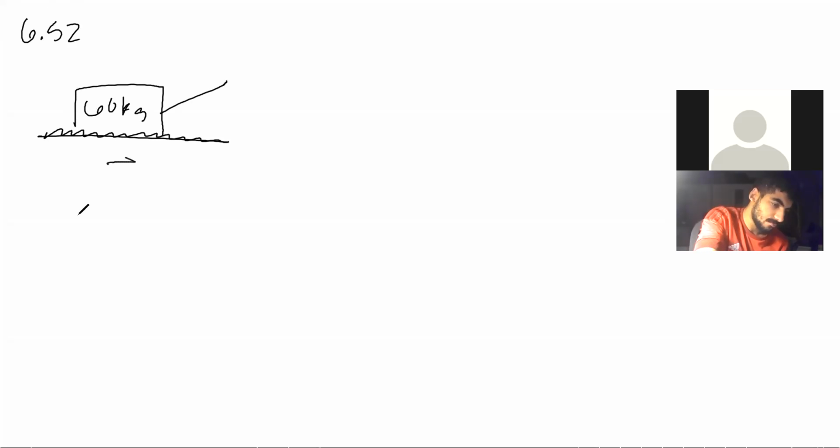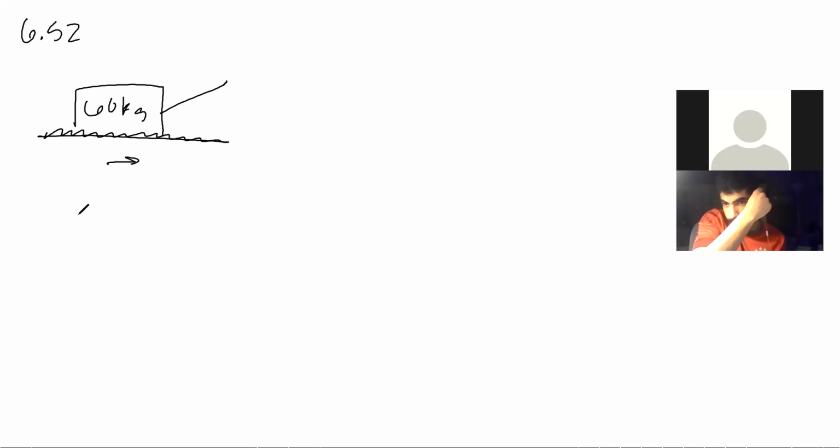All right, so this video is an additional practice with some things from chapter 6, and this is number 52 in chapter 6. You can read about it in the chapter, but basically we're trying to find the coefficient of kinetic friction. The picture is that we're pulling a 60 kilogram sled, and it's moving at a constant velocity.